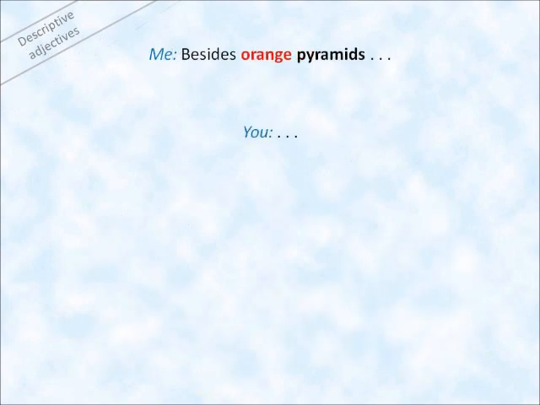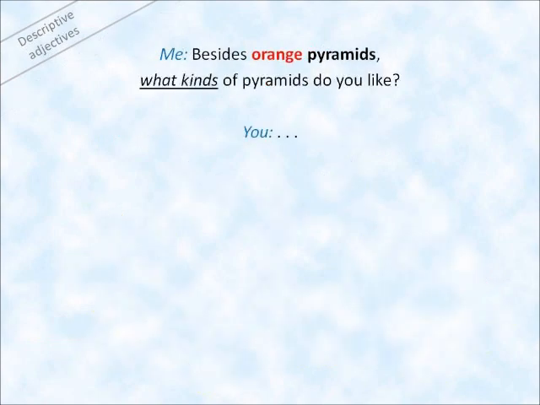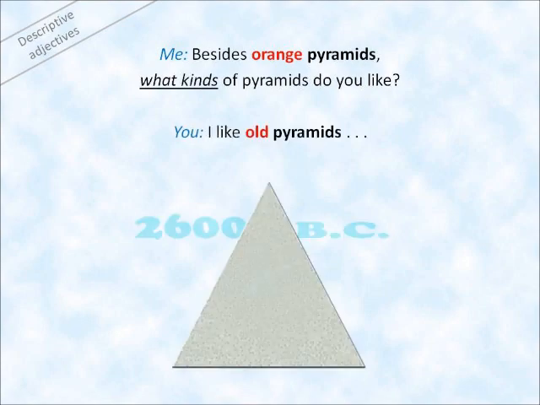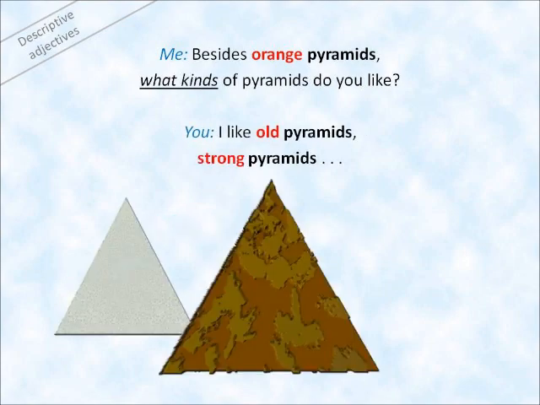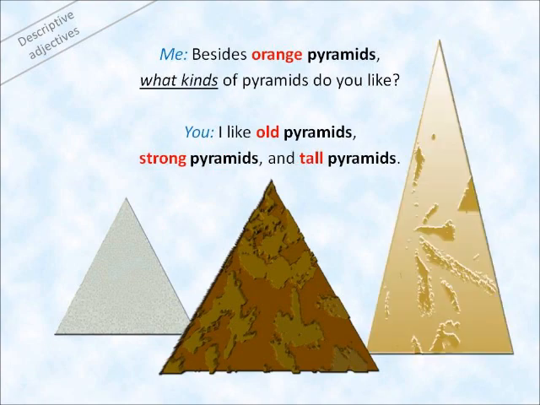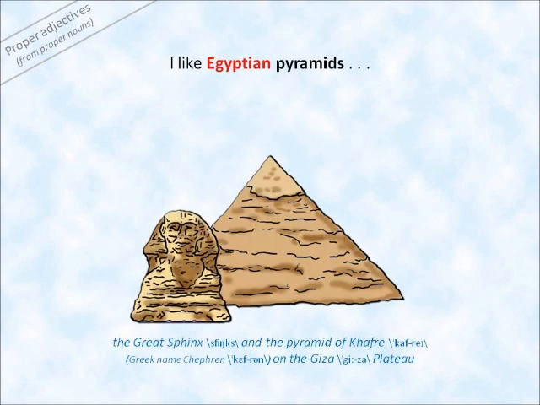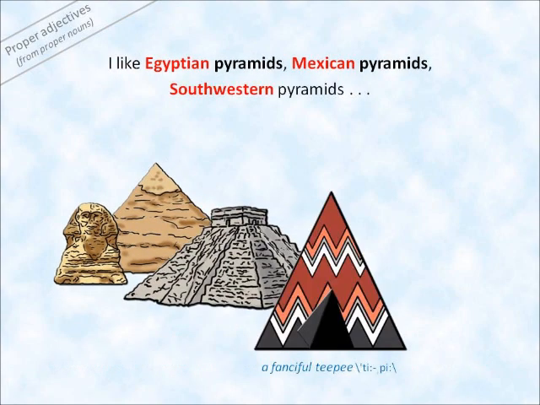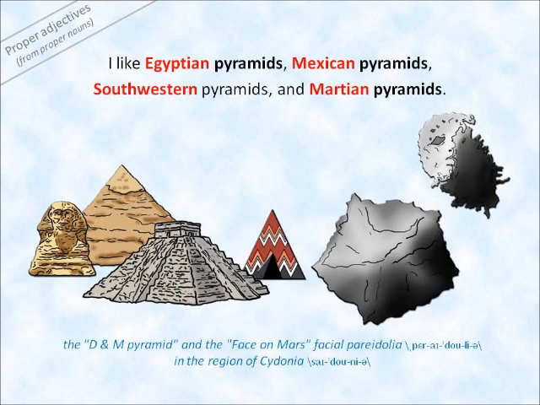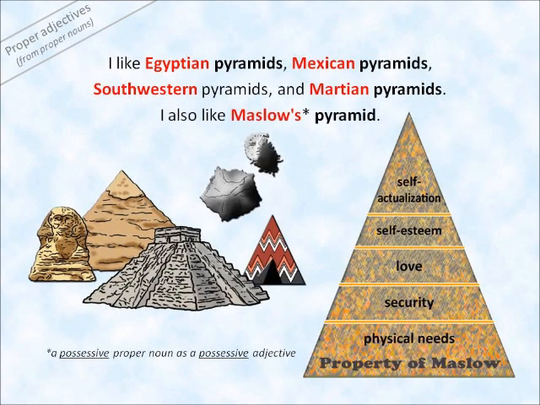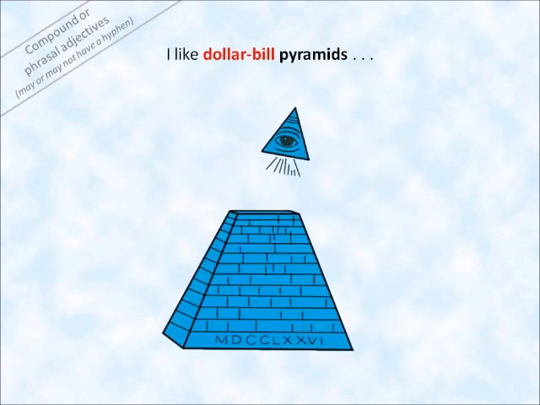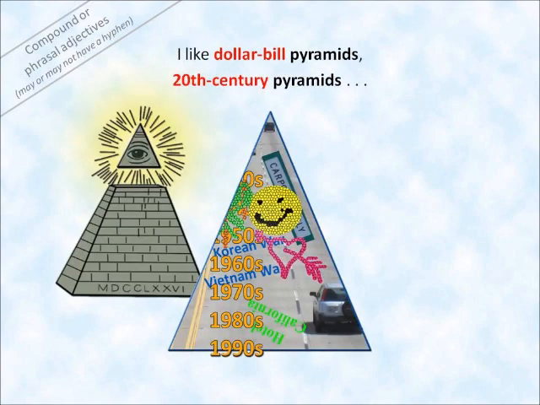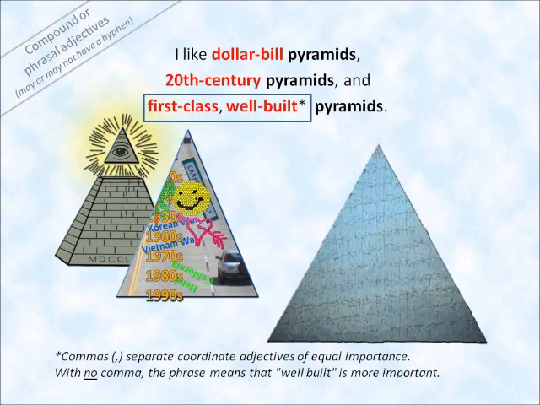Besides orange pyramids, what kinds of pyramids do you like? I like old pyramids, strong pyramids, and tall pyramids. I like Egyptian pyramids, Mexican pyramids, Southwestern pyramids, and Martian pyramids. I also like Maslow's pyramid. I like dollar bill pyramids, 20th century pyramids, and first class well-built pyramids.